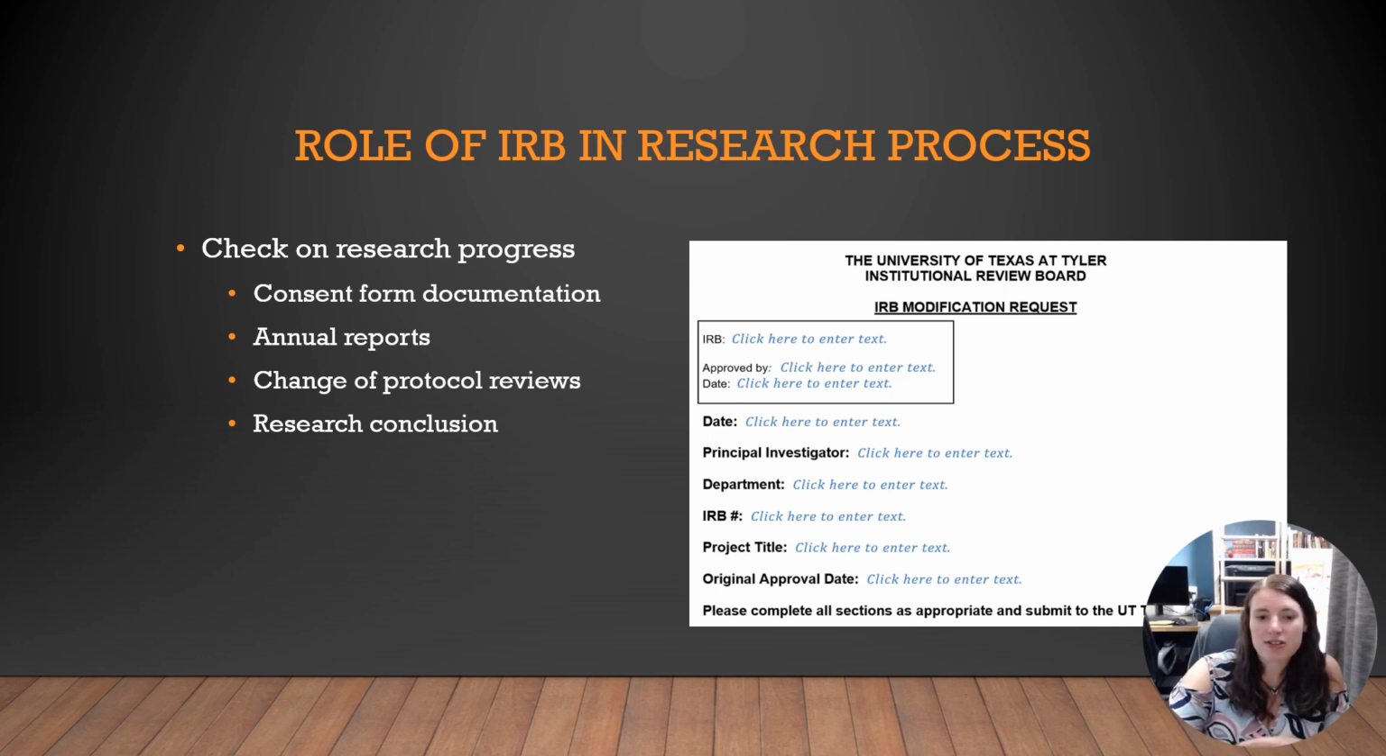Now finally, researchers are also required to notify the IRB when the study ends, and most IRBs will request a final report detailing the total study outcomes as well.